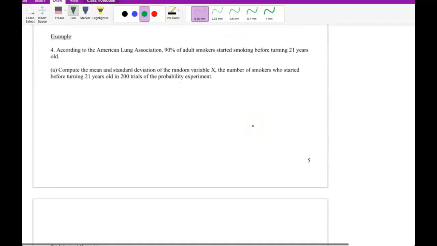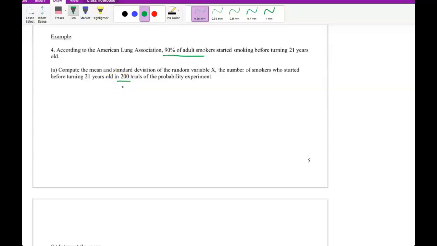Now example. According to the American Lung Association, 90% of adult smokers started smoking before turning 21 years old. So part A, compute the mean and standard deviation of the random variable x, the number of smokers who started before turning 21 years old in 200 trials of the probability experiment.